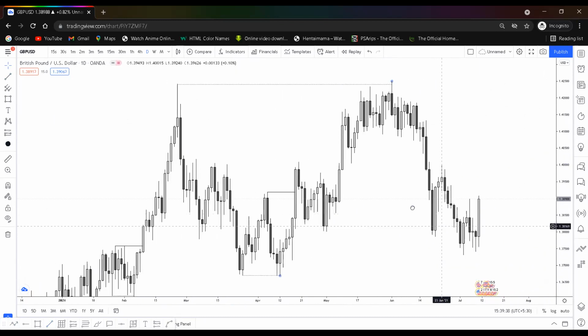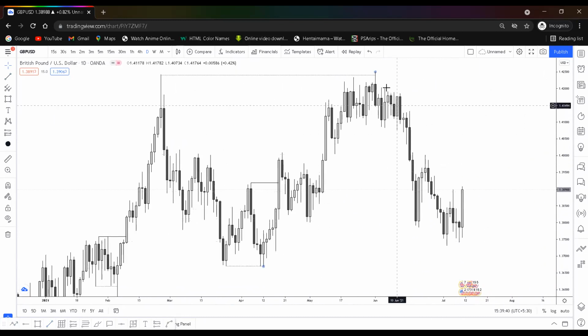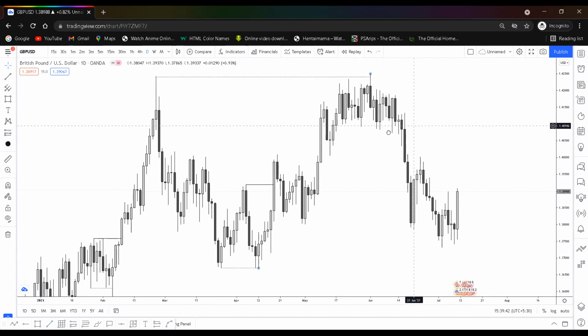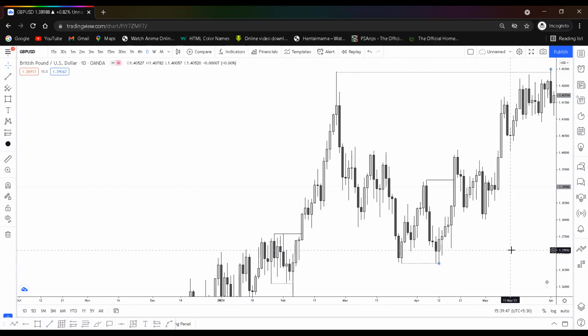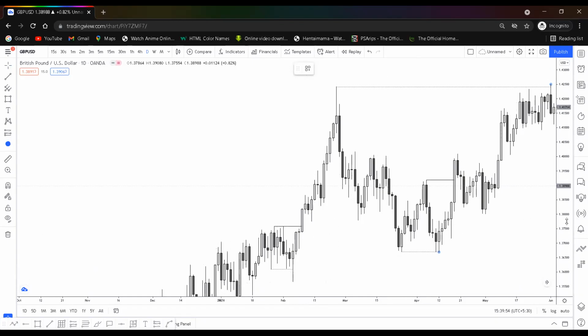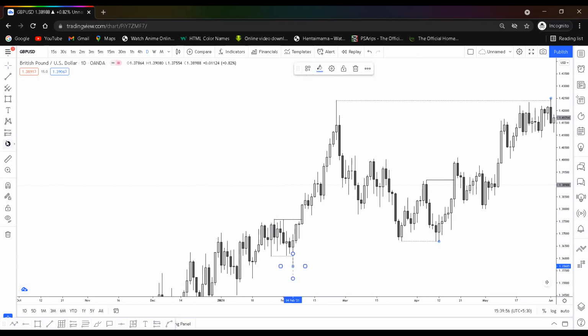So now our new range would be from this low to this high. Okay. So once a new range has been created, now imagine we were right here. The previous external range liquidity was here. This was the previous range from this low to this high. That was the previous range, right?